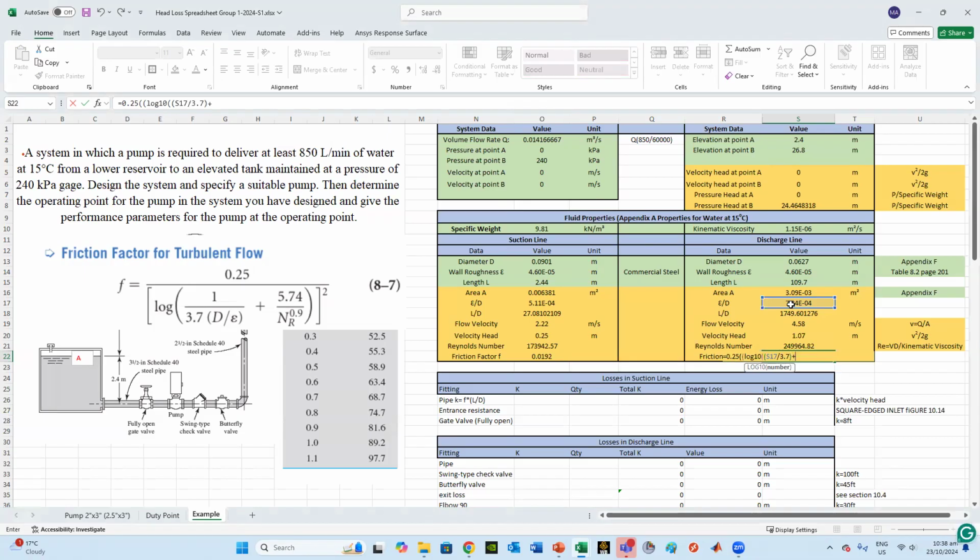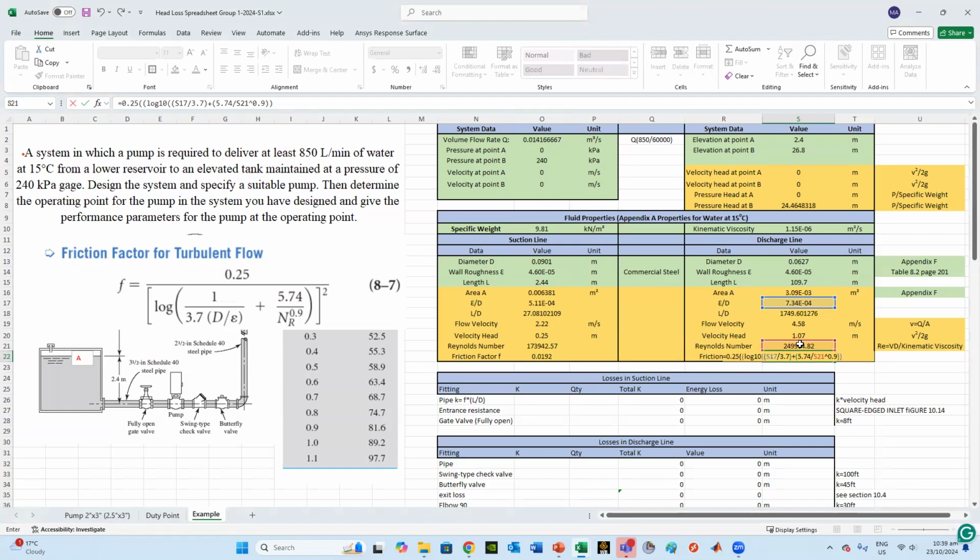Plus, now open another bracket. So you have 5.74. So I'm doing this equation technically, and divided by Reynolds number, you go for that value to the power 0.9. Close the brackets. It's showing me now. I close this brackets for the log.